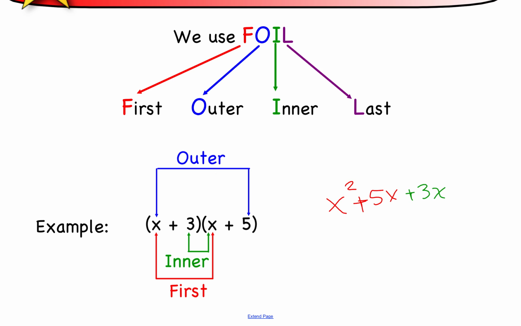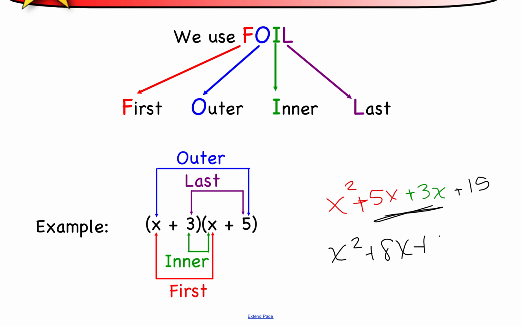And then the last terms are the 3 and the 5. That one's in purple. I don't have a purple color, so I'll just use black for that one. And that one gives me a plus 15. Now the thing you need to be aware of is your outer and inner terms are oftentimes like terms, and you need to simplify those. So we would get x squared plus 8x plus 15.